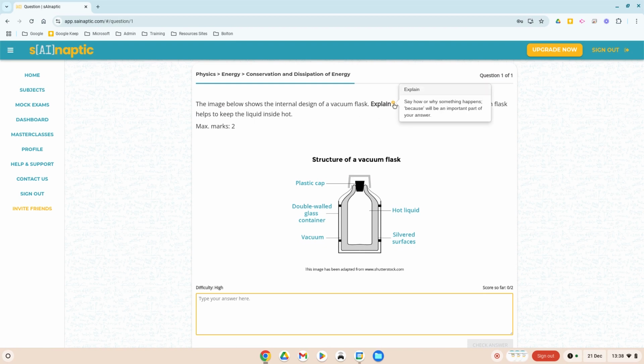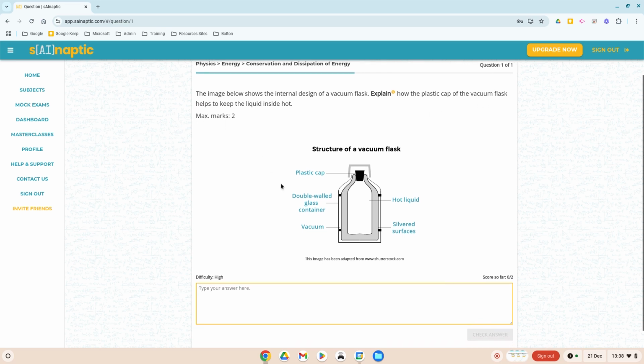Explain. A little bit of information there: explain, say how or why something happens. So it's giving the students a little bit of support with these command words. What does explain mean? If they're not sure, a common mistake is they will tend to just describe what's happening rather than explaining it. So we know we've got to explain, we know we've got to provide that extra detail. So: how does the plastic cap of the vacuum flask help to keep the liquid hot inside? Diagram there, there's my plastic cap in my flask. So how does the cap keep it warm?